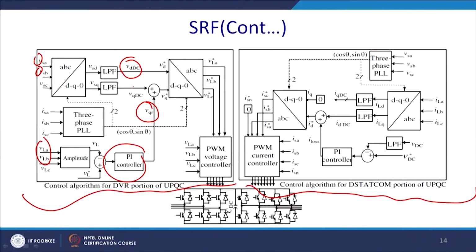That will add up with the Q component of the voltage, and thus we will again transform from the DQ0 to the ABC frame, and we shall generate VLA reference, VLB reference and VLC reference, and feed them to the PWM block or the space vector modulation block. Then this portion of the system will work. Similarly, we will generate the PLL from the current in case of the voltage, and we will generate the PLL from the voltage in case of the current or DVR portion.